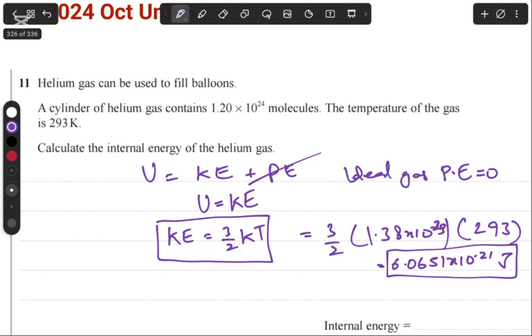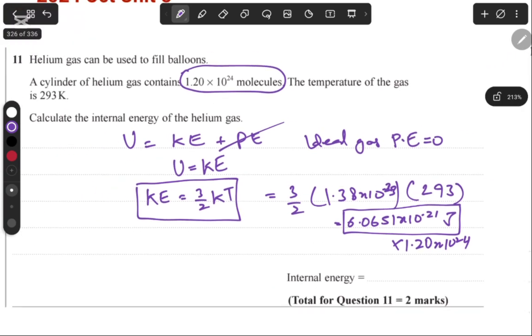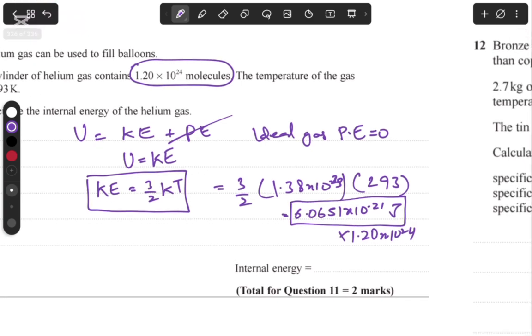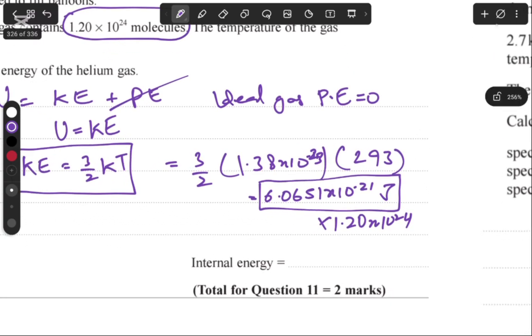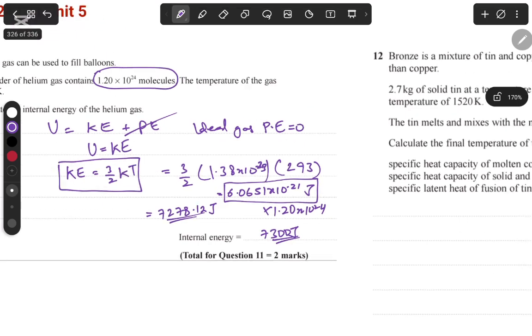Now we have 1.2 times 10 to the power of 24 molecules. So I'm just going to multiply this by 1.20 times 10 to the power of 24 molecules to get the total internal energy of the helium gas, like all of the helium molecules combined. And we should get an answer of 7,278 joules. And if we round that to 2 SF, we should get 7,300 joules. Okay, so that was the answer to that question.